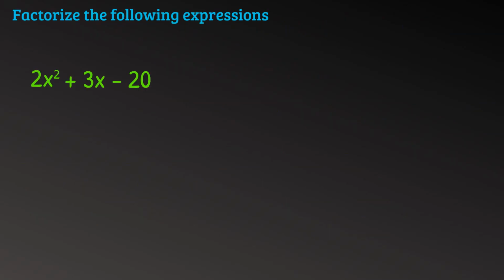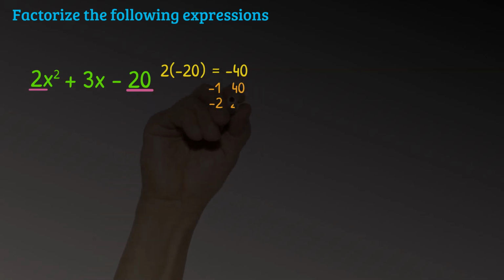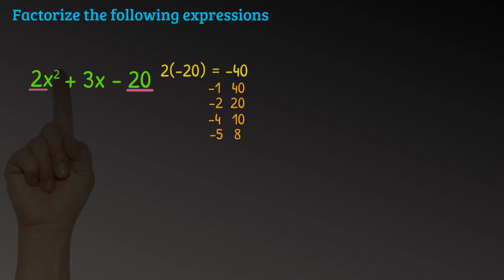In the first example we have a leading coefficient of 2 and a constant of minus 20. So we start by multiplying those two together, which gives us minus 40. Now the different ways of multiplying two numbers together to get minus 40 include minus 1 times 40, minus 2 times 20, minus 4 times 10 and minus 5 times 8. And these two numbers also need to add up to give us a positive 3, which is here. Minus 5 plus 8 gives us positive 3.